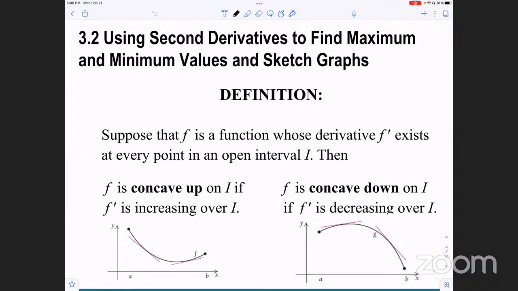And then we say f is concave down on the interval I if f prime is decreasing. So with the one on the right, the slope of the tangent line is going from positive to negative. So that's what we consider to be concave down, right? Concave up, f prime is increasing. Concave down, f prime is decreasing. Another way you can look at it, it's like a cup. If it's concave up, the cup opens upward. Concave down, the cup opens downward, okay?